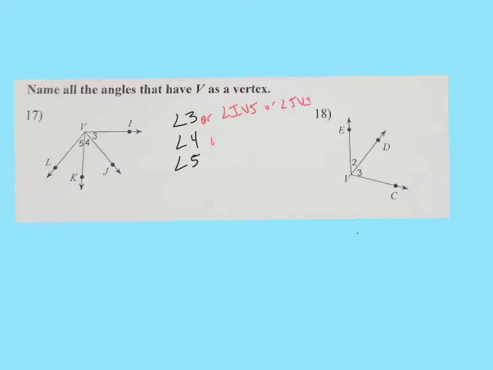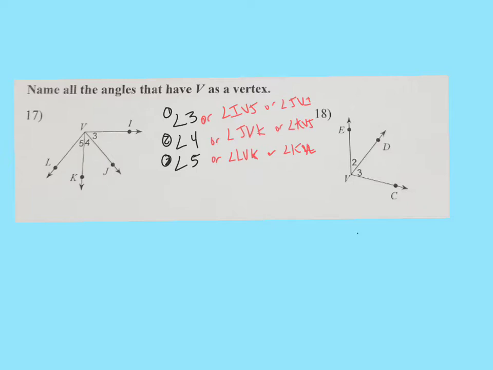Same thing with 4. You could say angle JVK, or angle KVJ. Angle 5 could be written as angle LVK or KVL. Notice all caps. I have the angle symbol if I'm not using the number. All right. Now remember, only one of those three is going to count.